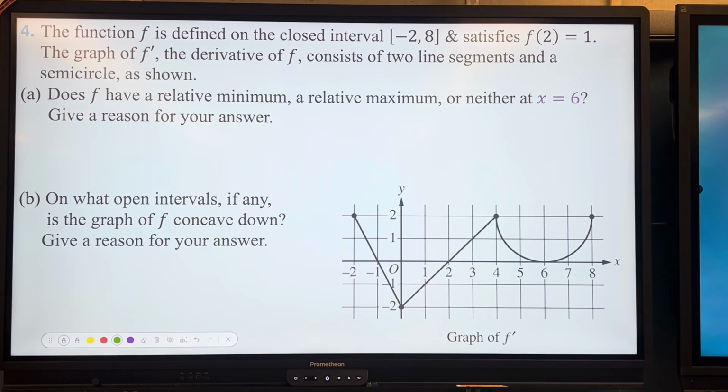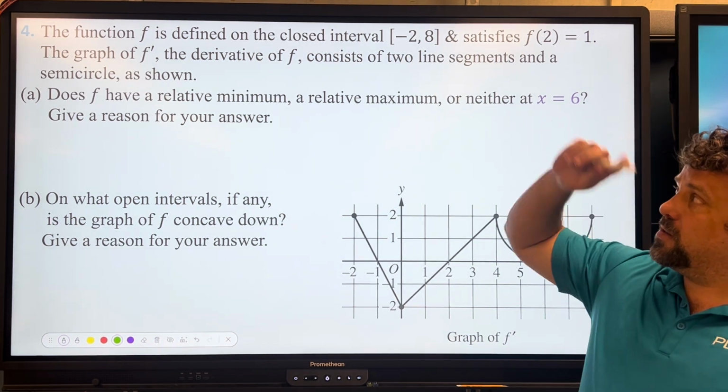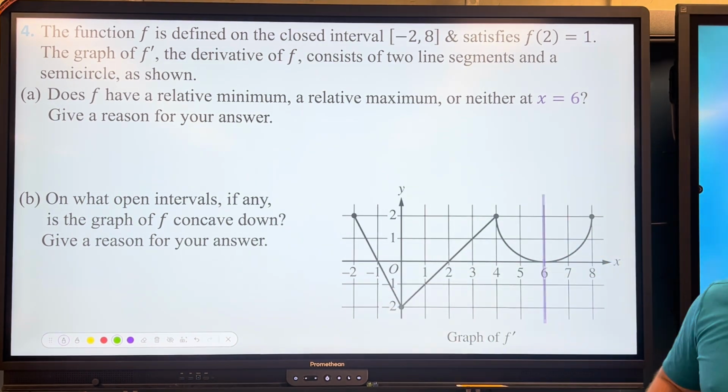And now you're going to give a reason. Now, on what open intervals, if any, is the graph concave up or concave down? Relative minimum, relative maximum is the first derivative.